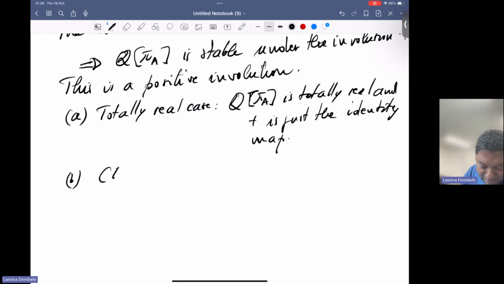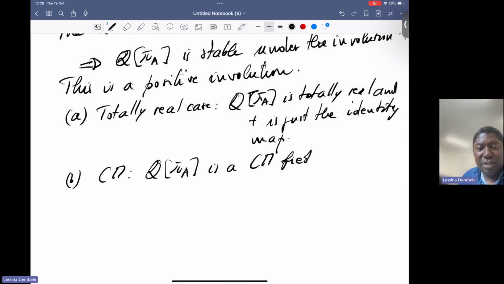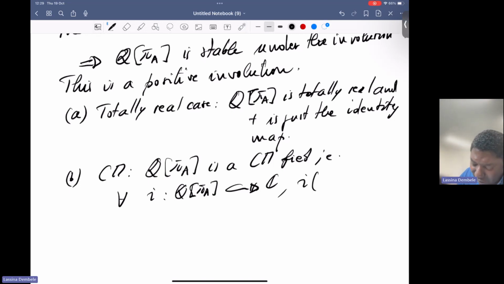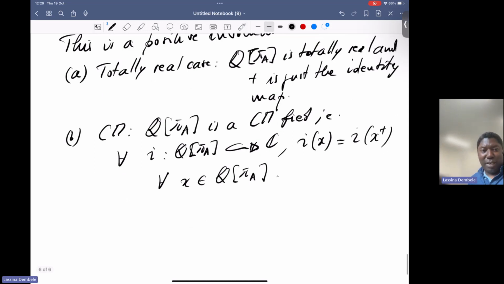And the second case would be the CM case. So in that case, Q pi is a CM field. And if this is a CM field, this would mean that for every embedding iota from Q of pi a into C, if I take the embedding of x and the one of x dagger, they will be the same, and this would be true for all x in Q of pi a. Right, so that's the CM case.